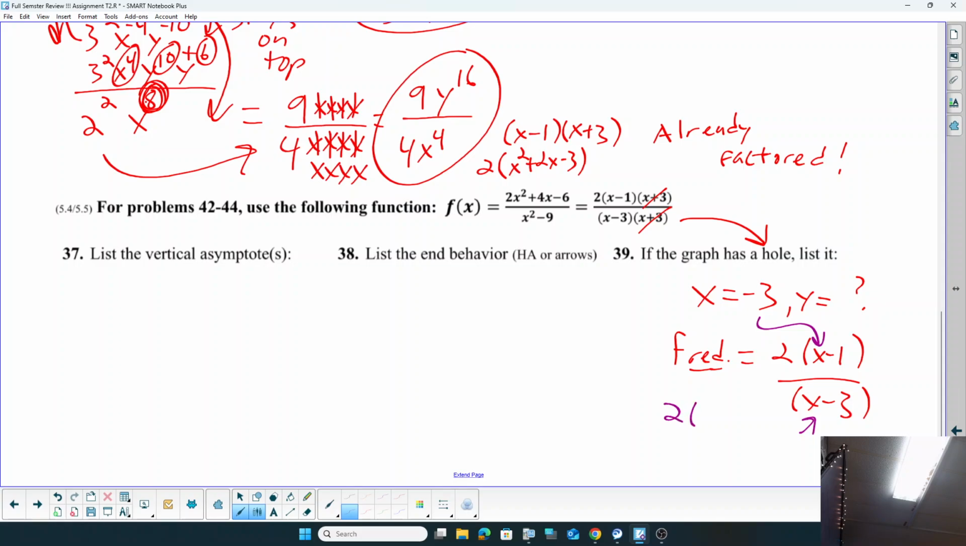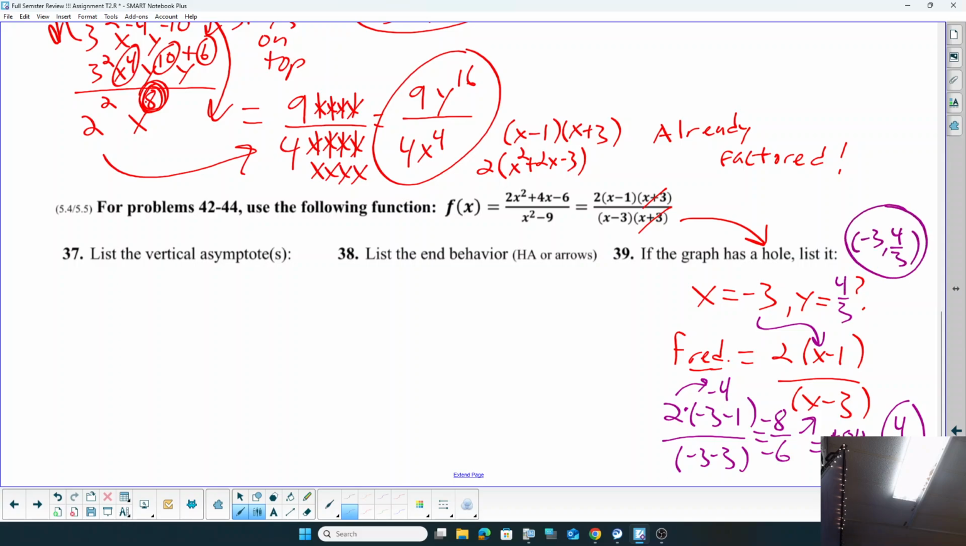So that's going to be 2 times negative 3 minus 1, all over negative 3 minus 3. So negative 3 and negative 1 is a negative 4. And then 2 times negative 4 is negative 8, all over negative 3 minus 3, which is negative 6, which becomes a positive, because negative divided by negative is a positive. 8/6, divided by 2, divided by 2, so we get 4/3. This is our answer. That's our y value of the hole. So the hole is at negative 3, positive 4/3.